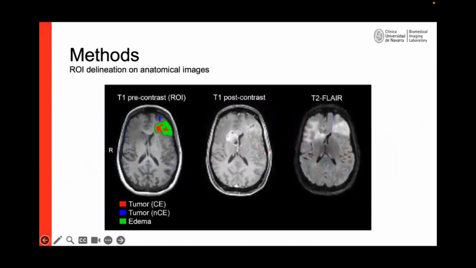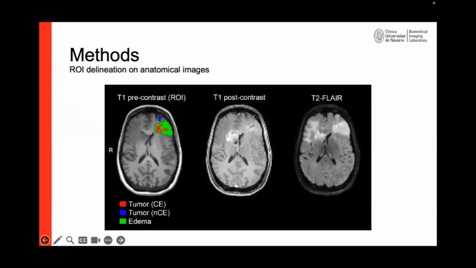And we also acquired T1 weighted anatomical images, pre and post contrast administration, and a time of flight image located at the neck to locate the position of the labeling plane. An experienced neuroradiologist manually drew maps for the tumor, the contrast enhanced and non-contrast enhanced areas, and for the edema. These ROIs were later used to do the calculations for baseline CVF and CVR.